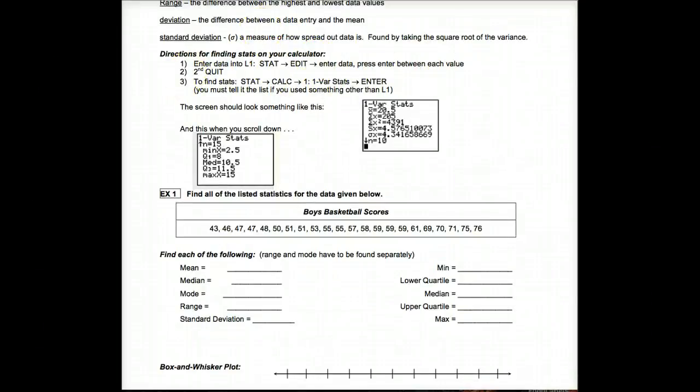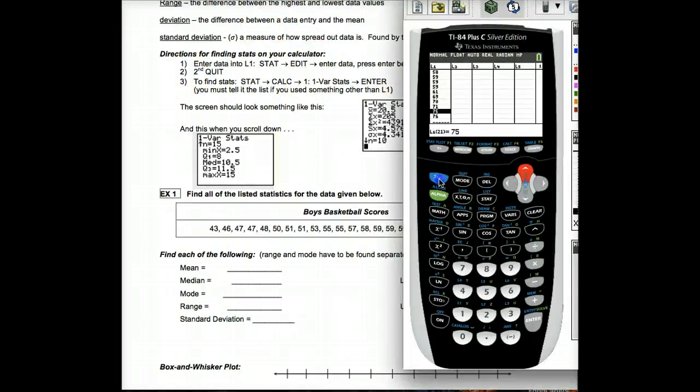So now step 2, I'm going to hit second quit because that exits out of the data entry. Now to calculate the stats, I press stat and then I scroll right to calculate. Now we've been in this menu before when we learned to do linear and quadratic regression. Now we're going to choose choice 1. That stands for one variable statistics. So I'm going to hit 1 or press enter to choose it.